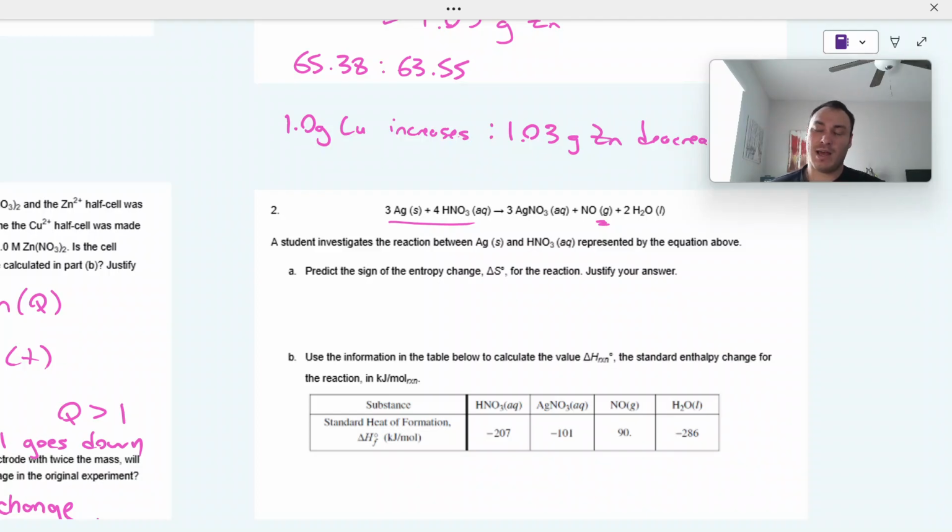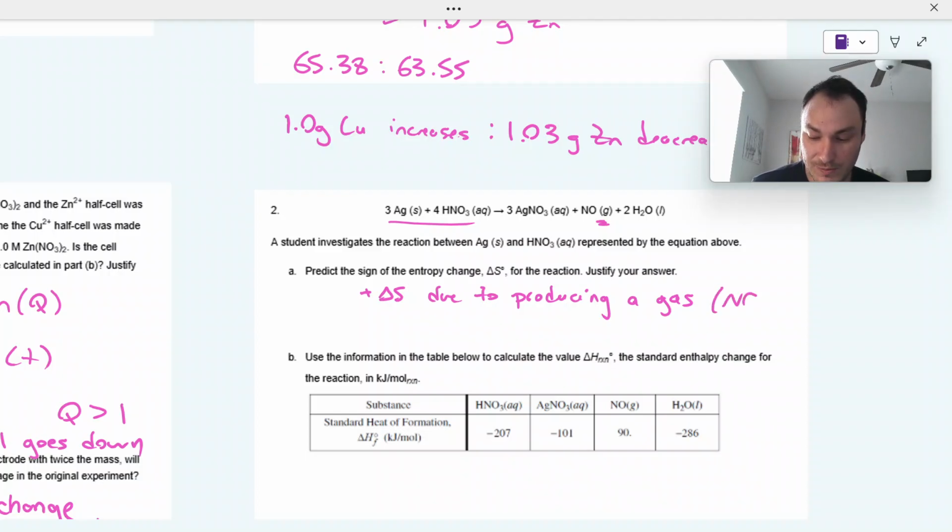Gases have way higher entropies than any other state of matter, way higher absolute entropies. Which means we are going to be increasing entropy here. We are getting way more random, way more chaotic, a way higher entropy due to the fact that we are producing gas. So we're going to have a positive delta S due to producing a gas, which is NO. Something along the lines of that.